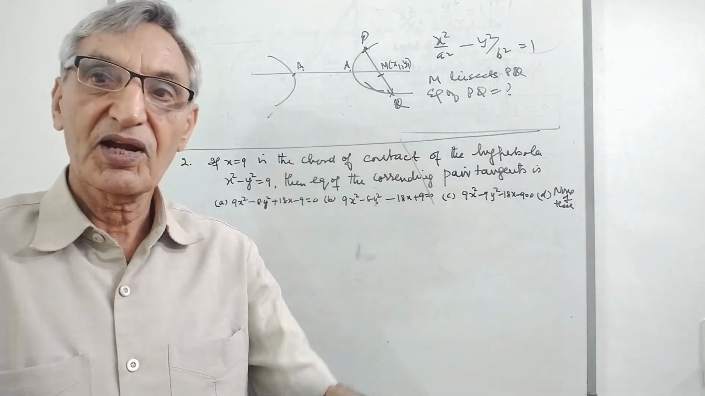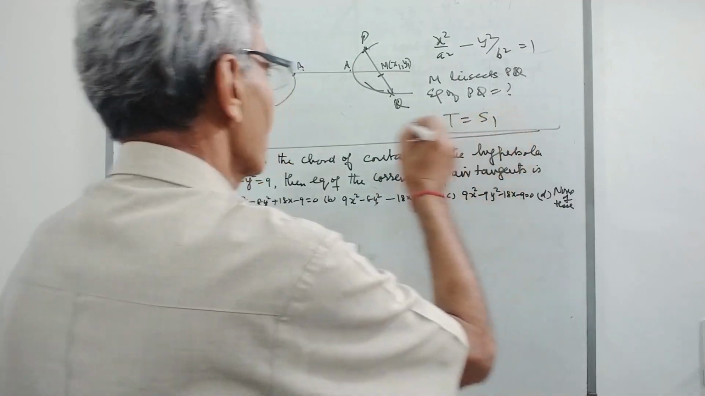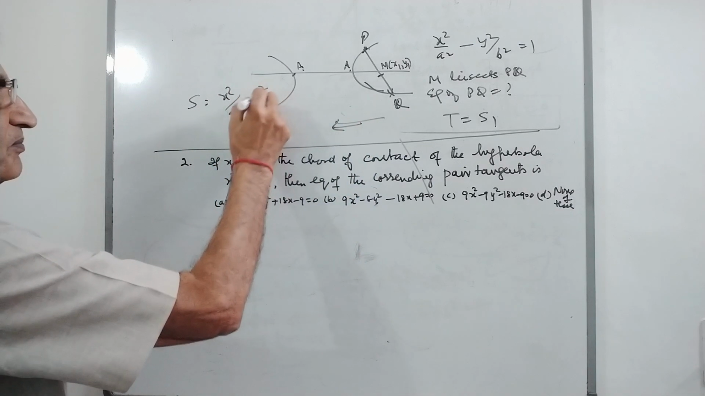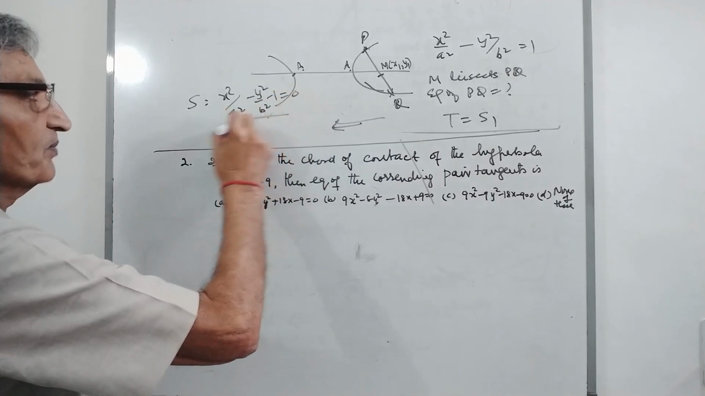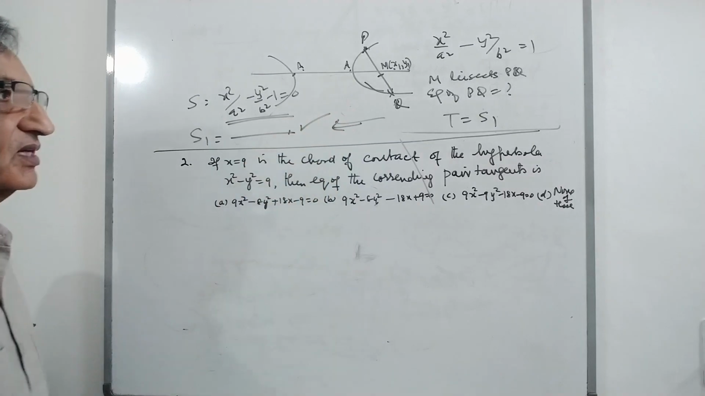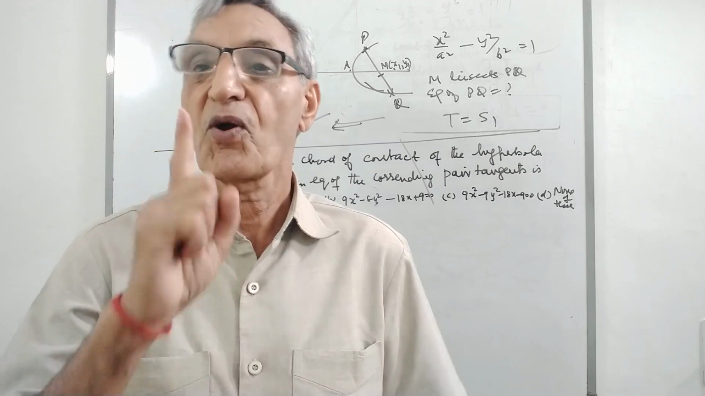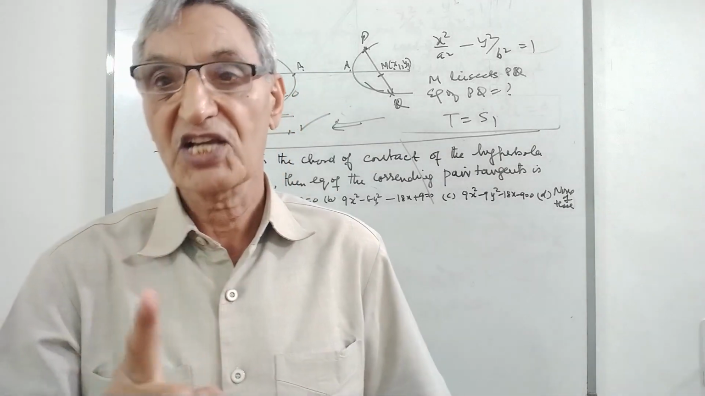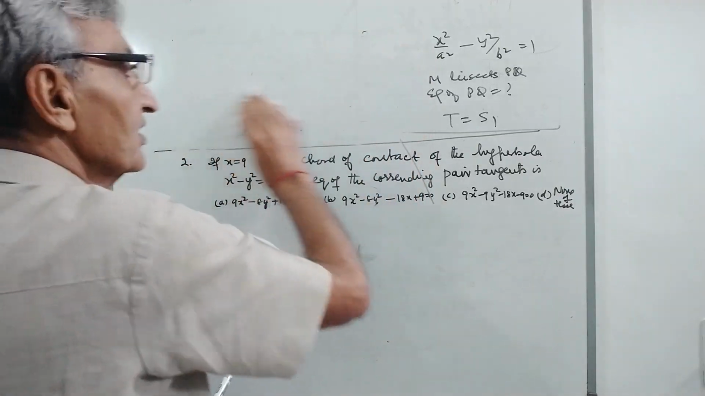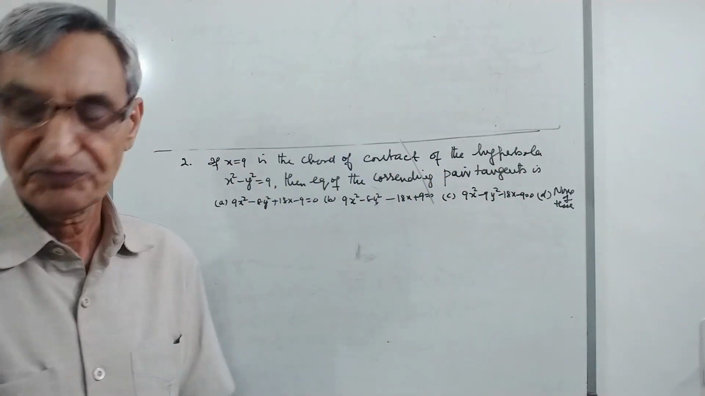It is true in parabola and all conics: this is T is equal to S1. What is S1? S is equal to x square upon a square minus y square upon b square minus 1 is equal to 0. S1 means put the value of x1, y1 here. T is equal to S1 is another relation to remember: when the midpoint of a chord is given, the equation of the chord is T is equal to S1. It is true in all the conic sections.